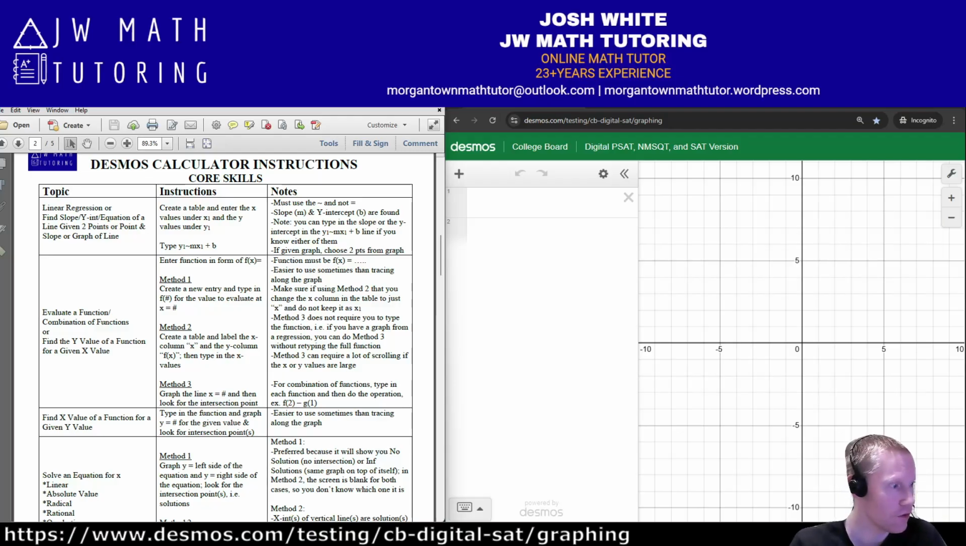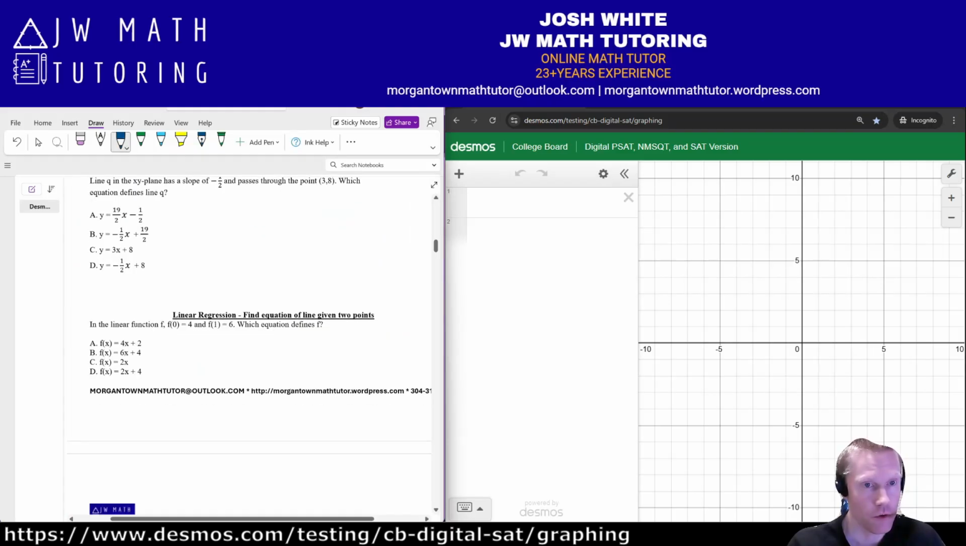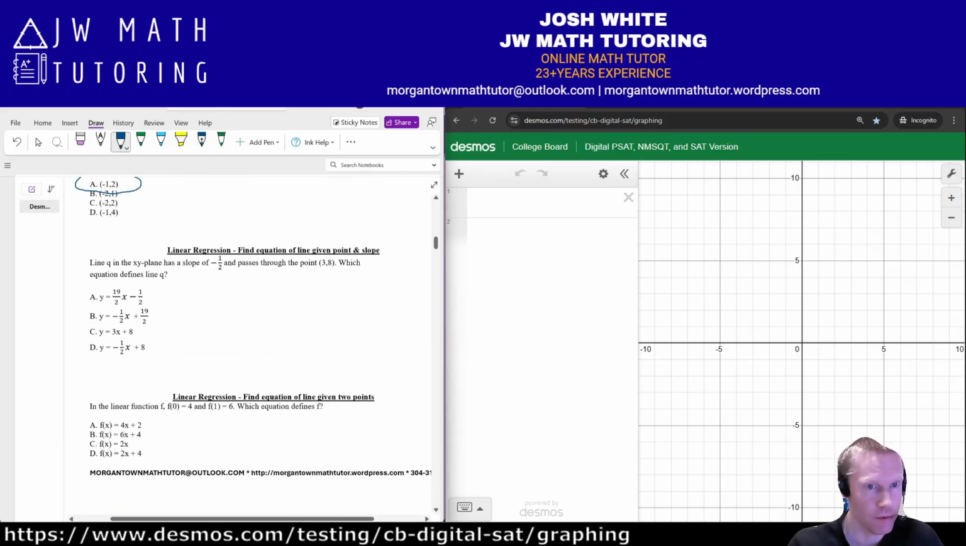Okay, so let's go ahead now and look at a bunch of example problems to show you the different types of problems you could come across that would require this skill. Going through the example problems here, the first one, you are given the slope of a line and a point that it passes through, and it asks you for the equation of the line.